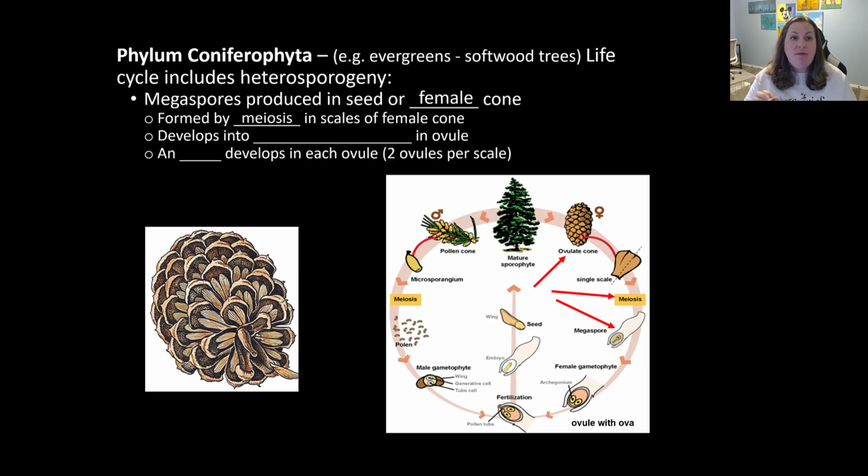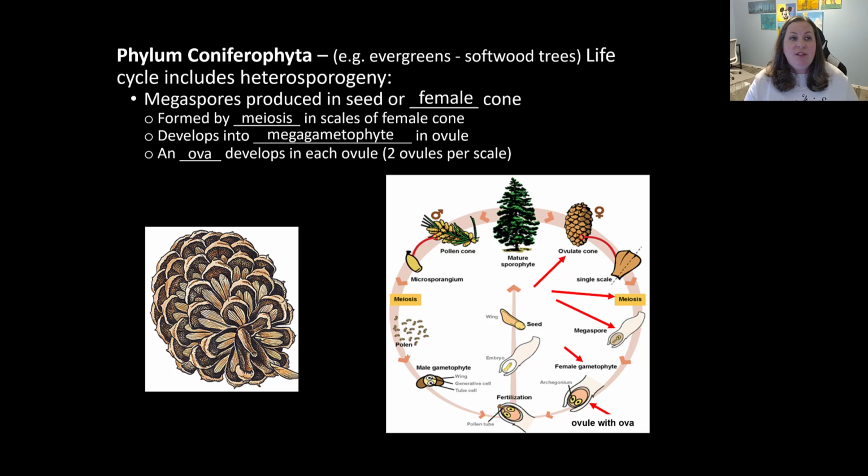These are formed by meiosis in the scales of the female cone. So the seeds are formed there. These guys form into the megagametophyte. Now the megagametophyte just means it's larger than the pollen. Okay, it's not huge, it's just larger than the pollen. So this is why it's called the mega or bigger gametophyte. This is found inside of the female structure called the ovule. Now, when we look at this, an ovum or egg develops in each ovule. 2 ovules develop on each scale. So each of those little areas that you could pull off of the pine cone technically contain 2 eggs or 2 types of seeds.